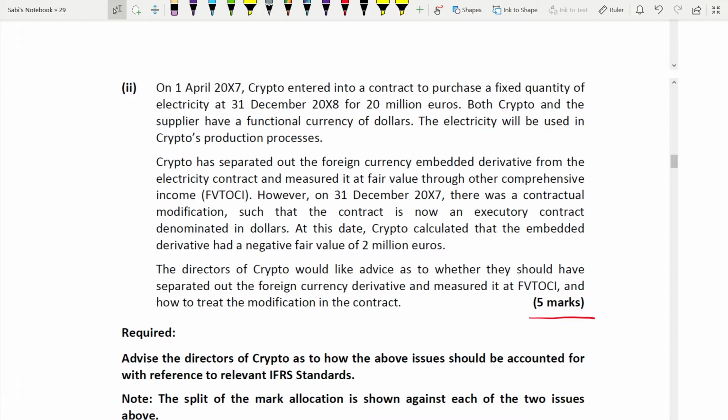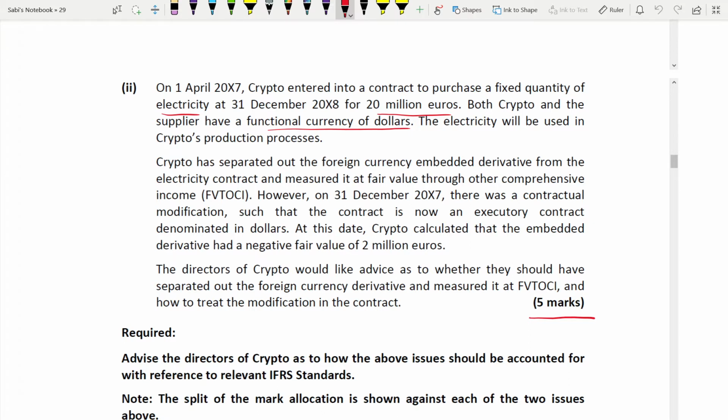Now, this question is about, I'm not reading it, but I will just tell you the backstory of this. This is about a contract where they want to buy electricity for 20 million euros. And their functional currency is dollar. Both Crypto and the supplier have the dollar as their functional currency.